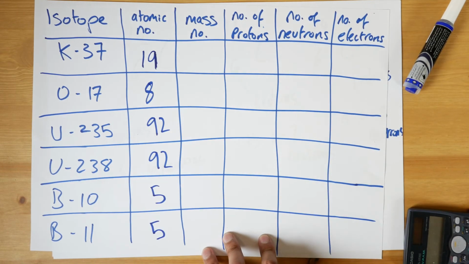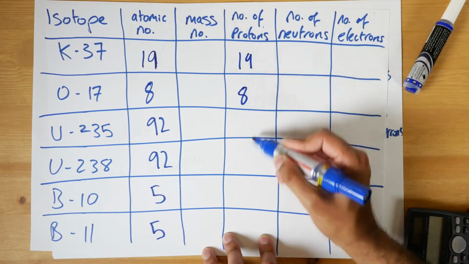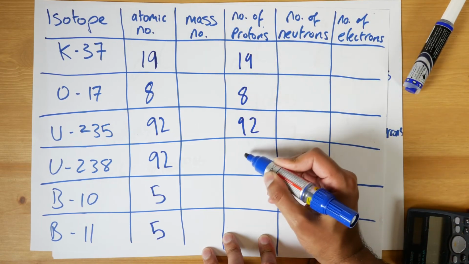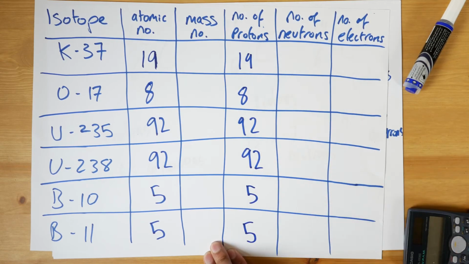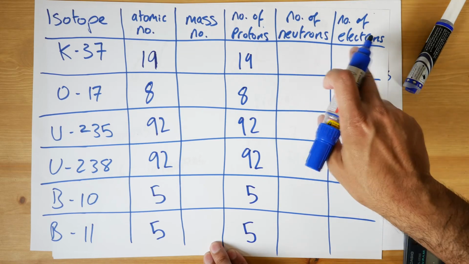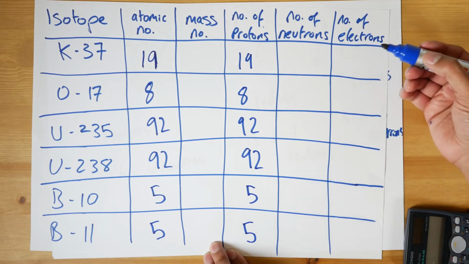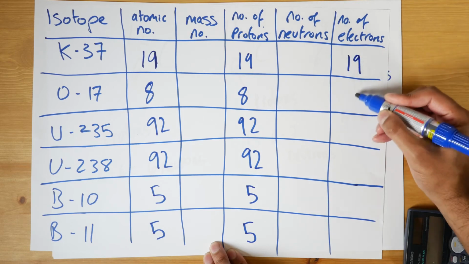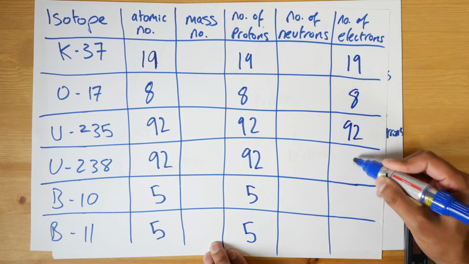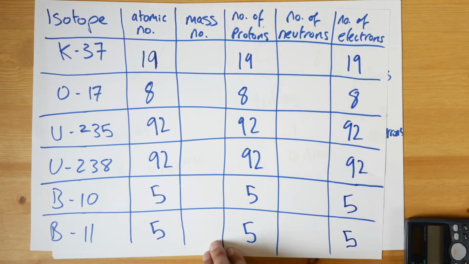Now, the first thing that you must know is the number of protons is the atomic number. That's why we sometimes call it the proton number. So make sure these are the same. The next thing that we have to know is that the number of protons and the number of electrons are also exactly the same. This is because atoms are what we call electrically neutral. So this is going to be 19, this is going to be 8, 92, 92, 5, and 5.